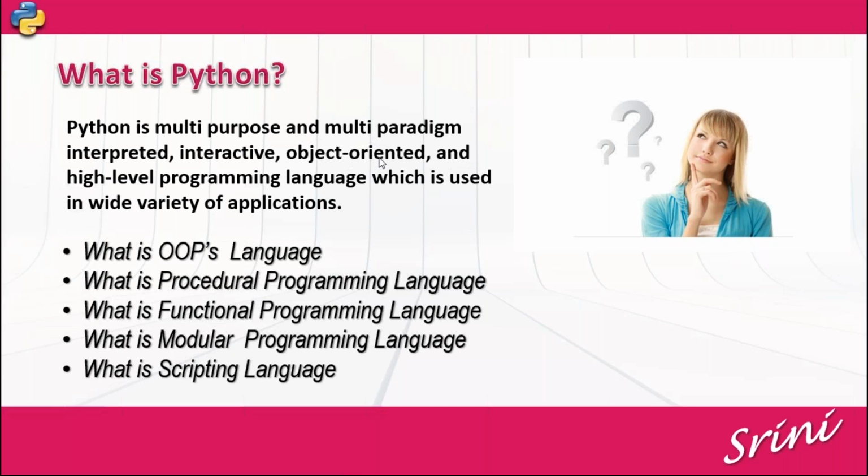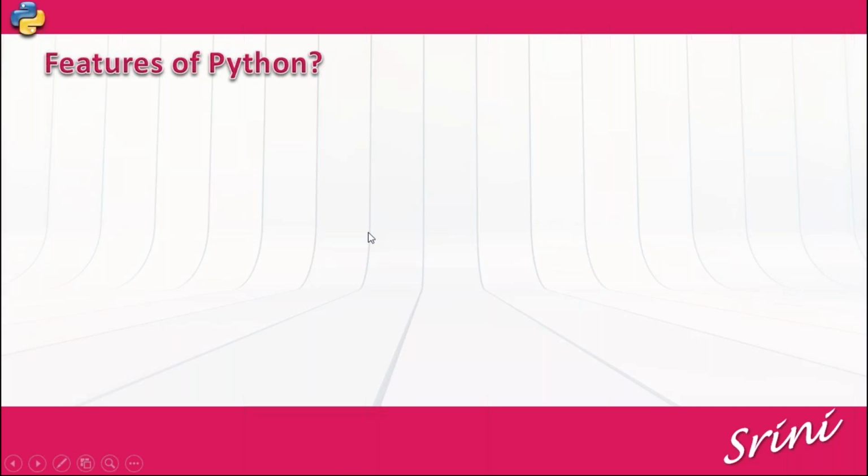Python is a fully complete, pure object-oriented programming language. It allows you to write programs in a procedural approach, a functional approach, an object-oriented approach, and modularity. It can also work as a scripting language. That is the greatness of Python. It is a very high-level programming language used in a wide variety of applications. This is all about Python.